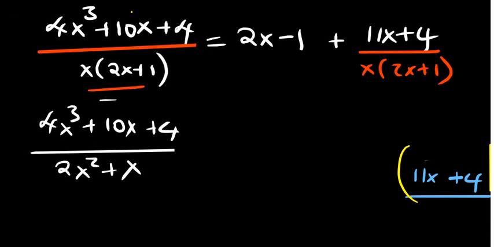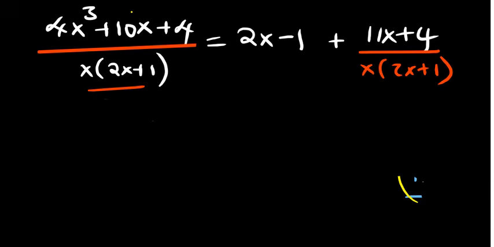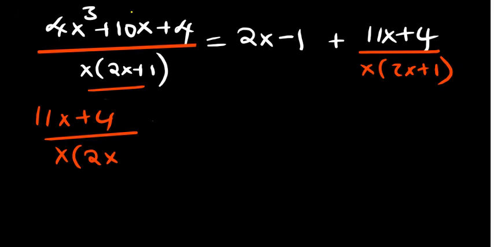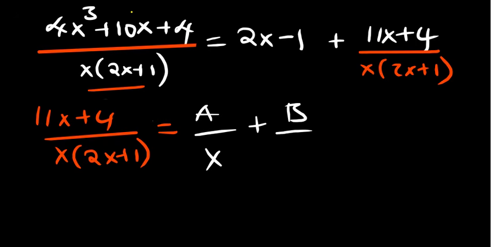So then at that point, what you can do is now split the other part into partial fractions, which is going to be way easier. So you have 11x plus 4 over x, then you have 2x plus 1 there. Okay, what do you have now? So this is going to be equal to a over x and also b over 2x plus 1. So this is easier to work with.